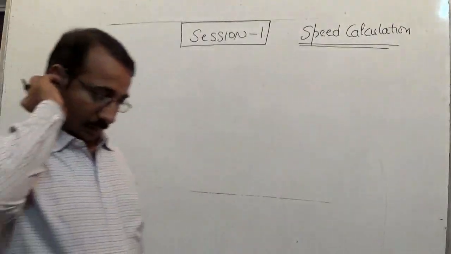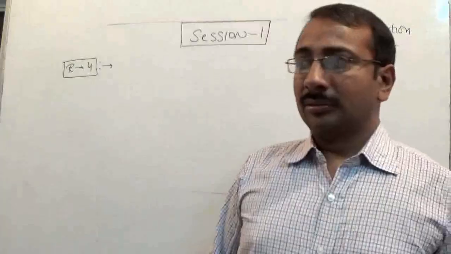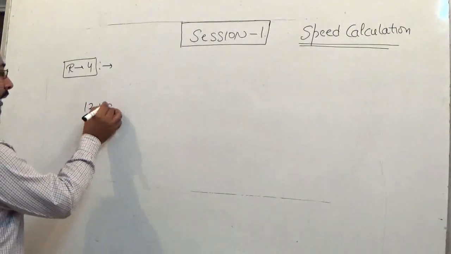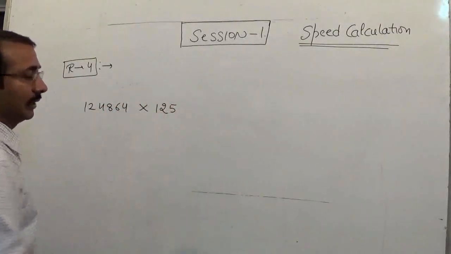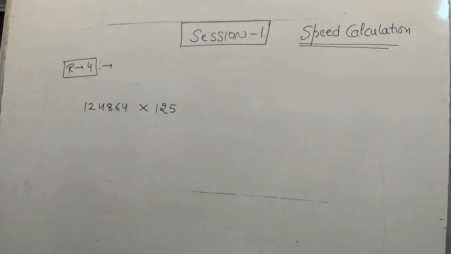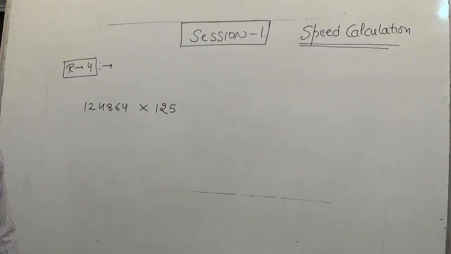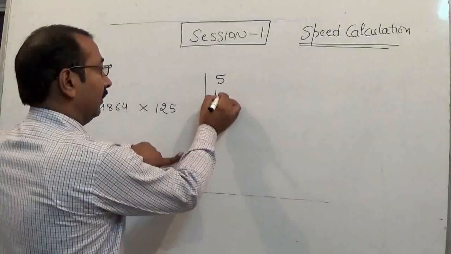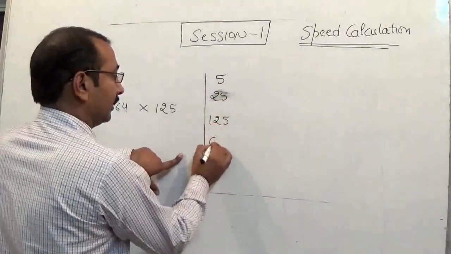After this, I am going to tell you our next rule, rule number 4. Suppose I mention a number, 124,864, and you have to multiply this number by 125. Although you can multiply because you know the direct method of multiplying by 125, here I am going to tell you we have four standard things: 5, 25, 125 and 625.